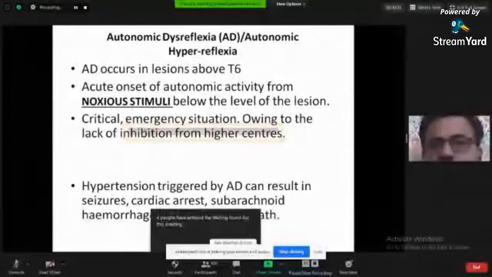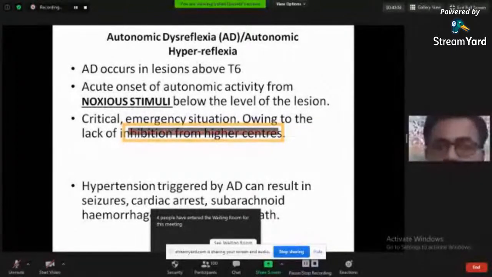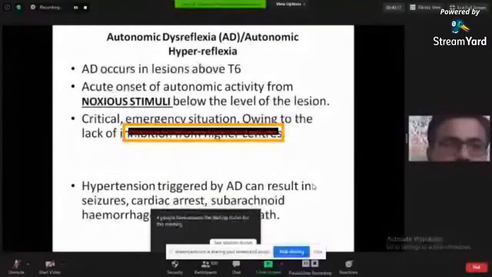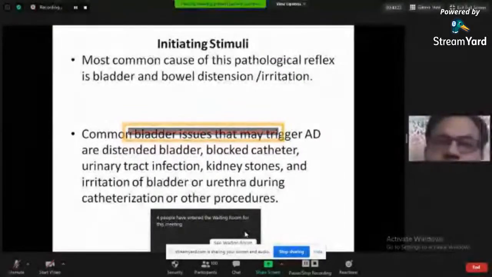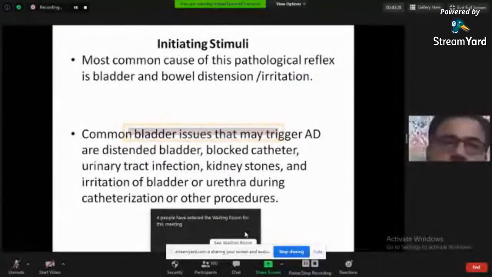It's a critical emergency owing to the lack of inhibition from the higher center. Hypertension triggered by autonomic dysreflexia can result in seizures, cardiac arrest, subarachnoid hemorrhage, stroke, even death also. In the beginning, what I said, autonomic impairment is a silent killer. So we are going to talk about this. Initial stimuli for autonomic dysreflexia. The most common cause of this pathologic reflex is bladder and bowel distension or irritation. I repeat, the most common cause of this pathological reflex is bladder and bowel distension or irritation.